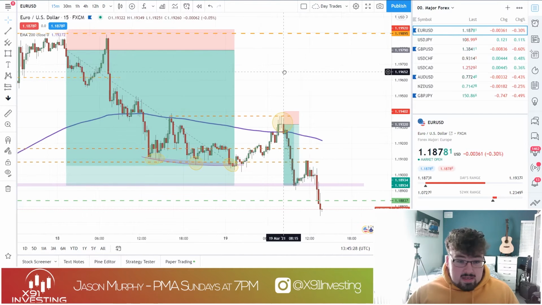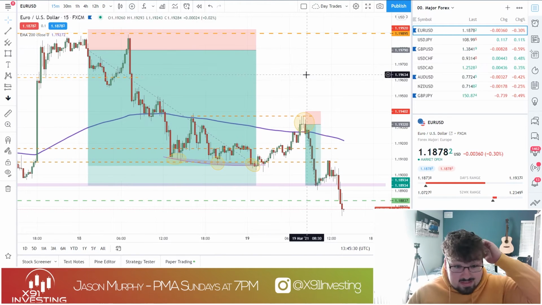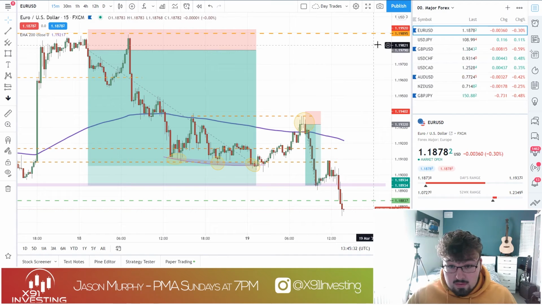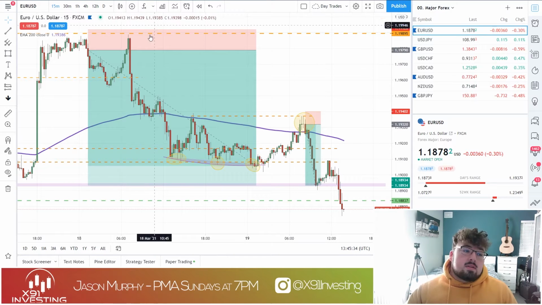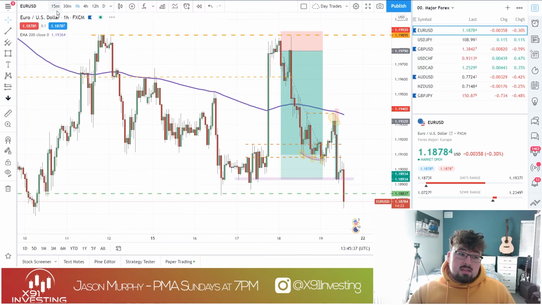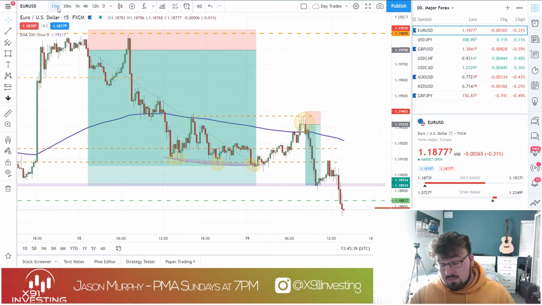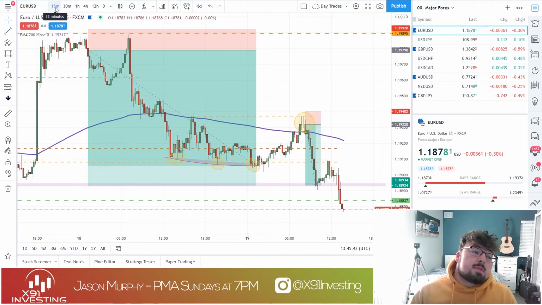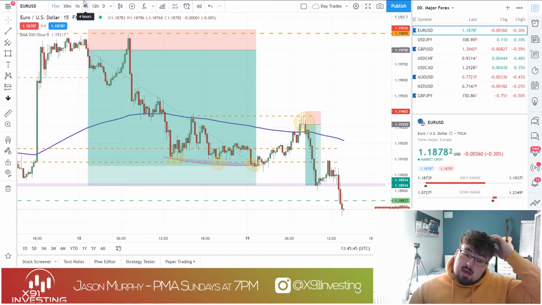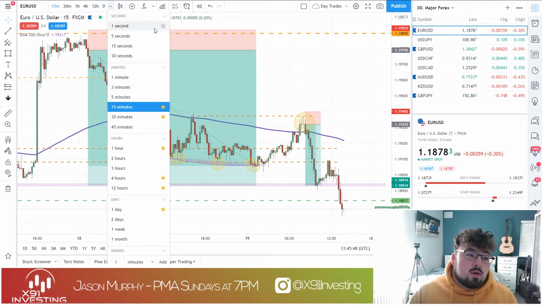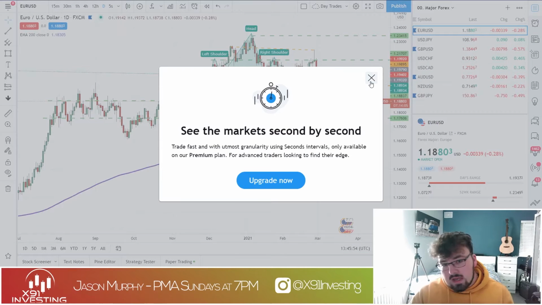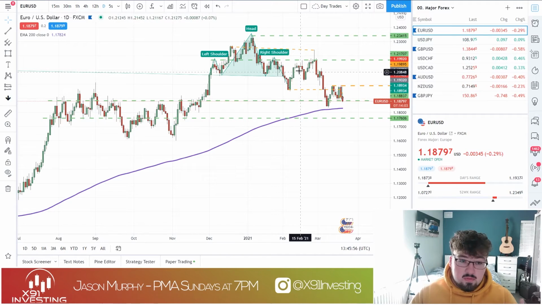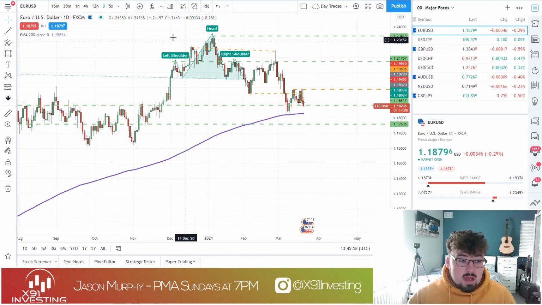So what we're looking at here is my more recent analysis on the euro-dollar pair. As we can see, we're looking at a 15-minute chart. This is a really small time frame. When it comes to any form of trading that's not scalp trading, this is the absolute lowest you should ever go, because the market noise gets way too high. When you go down into the 5-minute, 1-minute, second charts, I can't even get access to the second charts because I don't have the premium plan.